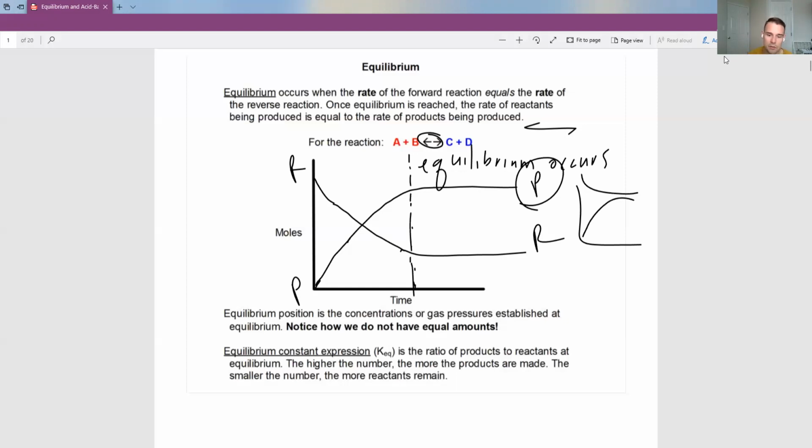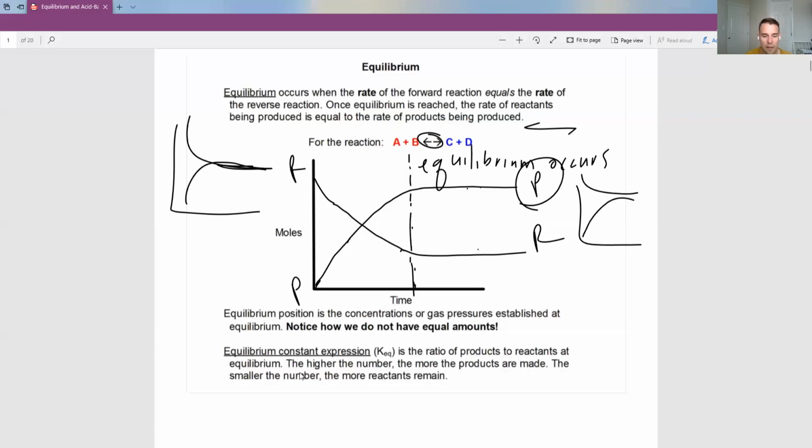Now, equilibrium position is the concentration and gas pressure established at equilibrium. And again, we don't have to have the same amounts. We could have a graph that ended up having, we'll pretend like those lines are the same, the same amounts, but it does not have to be the same. It just means however much product is produced, reactant is produced. And that's why those lines stay parallel, because what's happening in the forward and the reverse are the same.